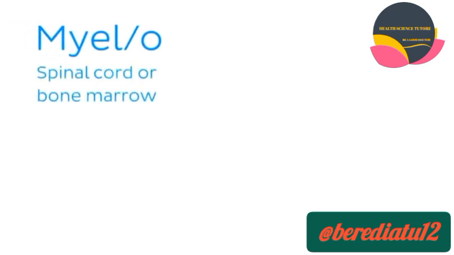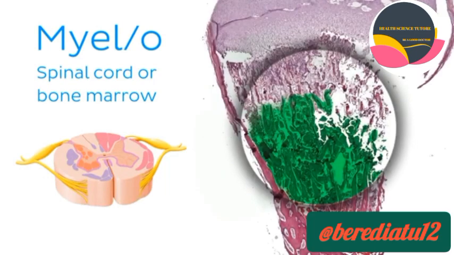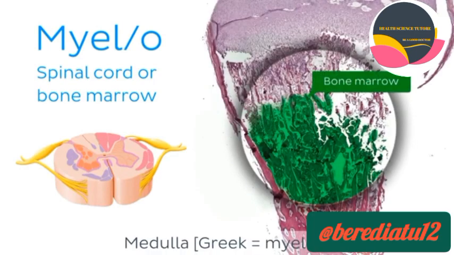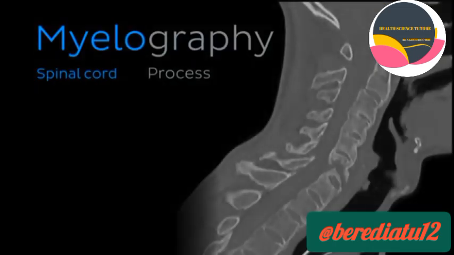Next up is perhaps a less well-known root, myel or myelo with the O at the end, which can refer to either the spinal cord or bone marrow. It comes from the Greek word myelos, which means medulla, or innermost part of a structure. An example of this root in action would be myelography, the process of taking radiological images of the spinal cord.